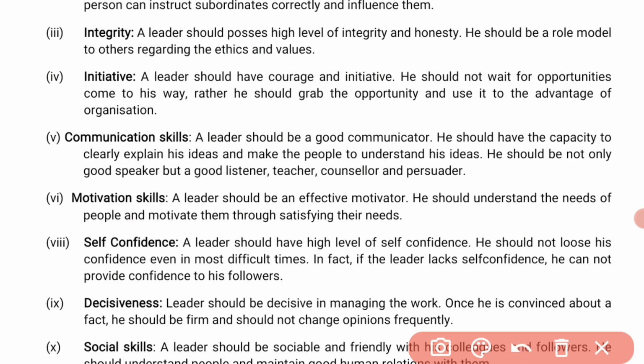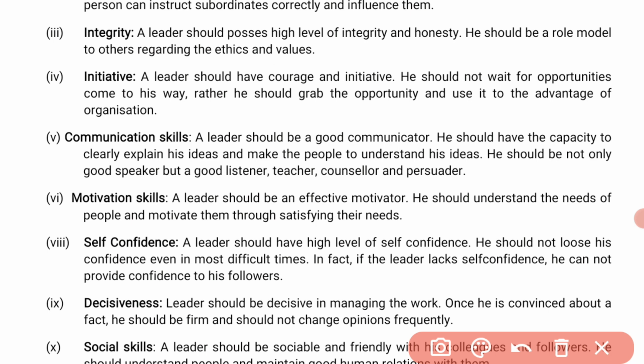Next, initiative. A leader should have courage and initiative. He should not wait for opportunities to come his way. Rather, he should grab the opportunities and use them to the advantage of the organization. So to become a good leader, initiative is also very important to take advantage of an opportunity.